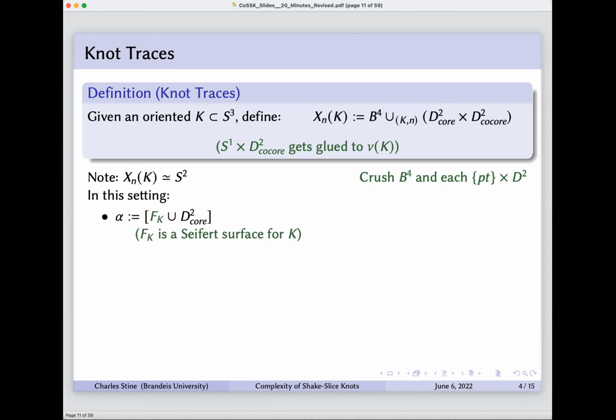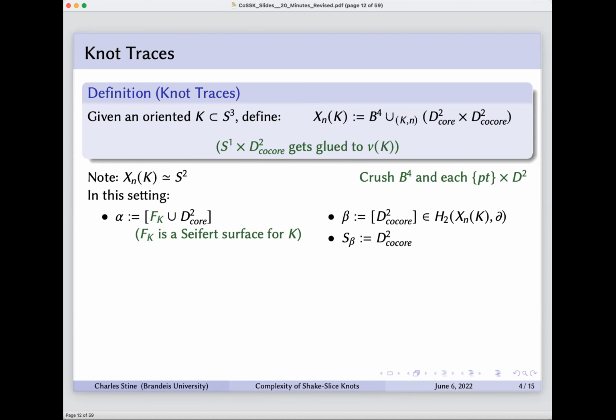In this setting, we have some natural analogs of the homology classes I was mentioning earlier. If we take a Seifert surface for our knot K and cap it off with a copy of the core of the two-handle, we get a closed surface which generates the second homology of the trace. And likewise, if we consider the relative class given by the co-core, that gives us a non-trivial relative class which has self-intersection 0. And in fact, this class is represented by an obvious punctured sphere, which is given by the co-core itself.